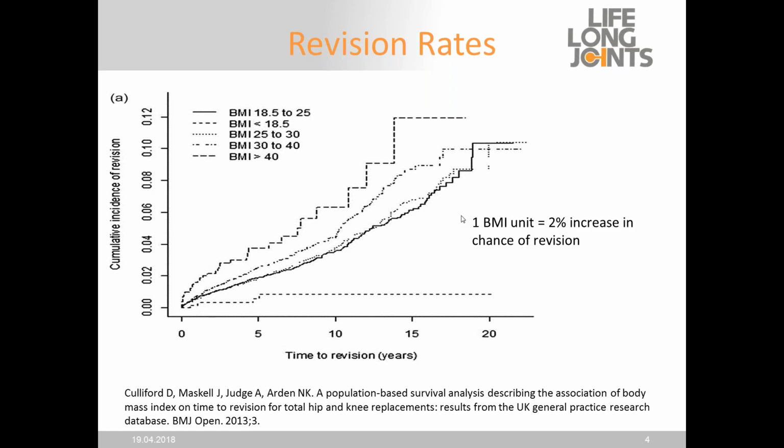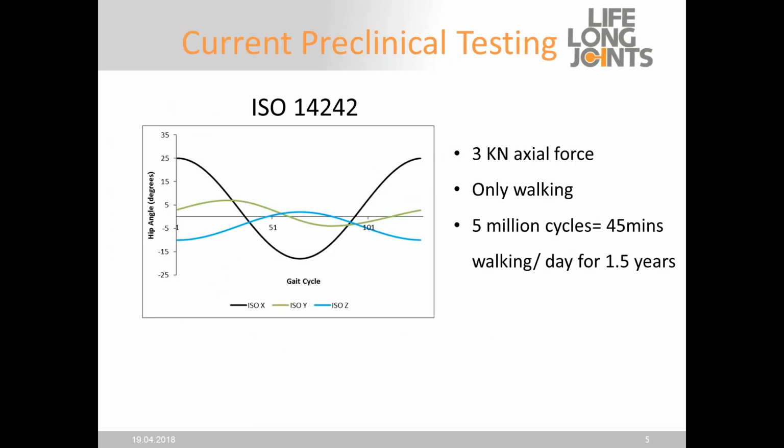And furthermore, we wondered whether we would be able to predict these revision rates by doing more thorough preclinical testing, by using these types of patients in the current preclinical testing. If we look at how hips are currently tested preclinically for hip wear, we can see the standard ISO 14242, and it's a fairly stylized graph. The waveforms are ideal for machines to run, but probably not typical of how our patients are actually moving. It's only for walking, and it's simply a 3 kilonewton axial force that's applied.